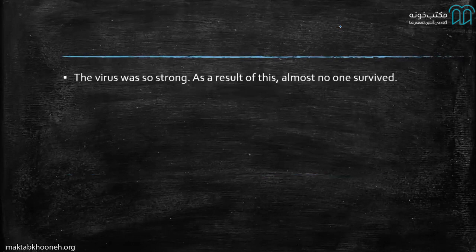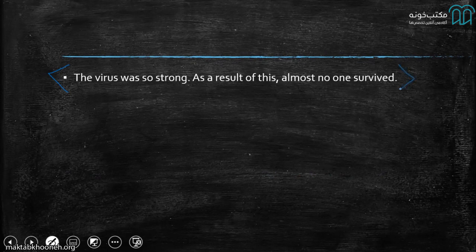Now, to be able to do this, we need to have two sentences, and the two sentences would look something like this. The virus was so strong. As a result of this, almost no one survived. So you have that first sentence that talks about something, and then you have the second sentence that is the result of that. So basically, the first sentence should have so plus adjective.